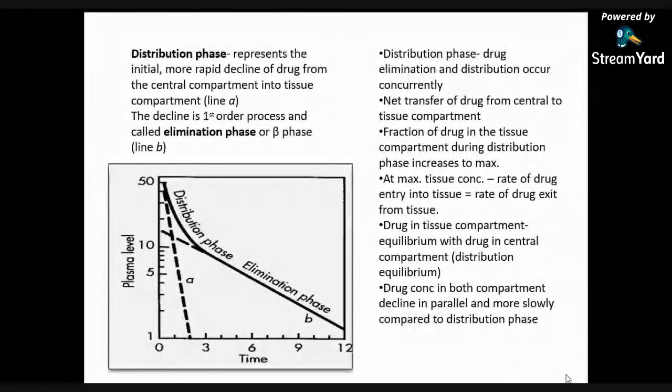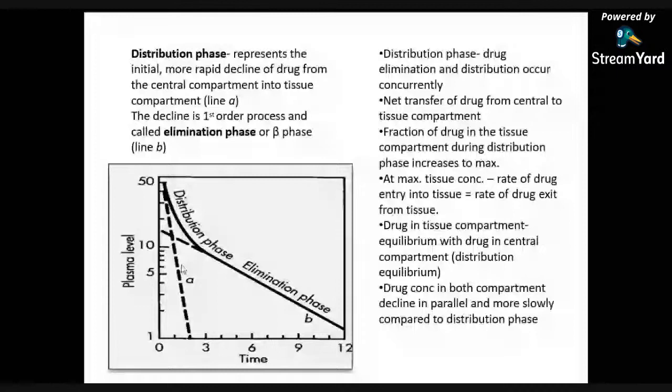Here is the distribution phase, which represents the initial and more rapid decline of the drug from the central compartment into the tissue compartment. We can observe here line A, which shows the tissue compartment. Then the decline that follows first order kinetics is called the elimination phase, or beta phase, or line B, which you can observe in this graph.